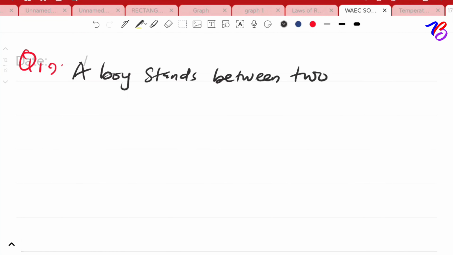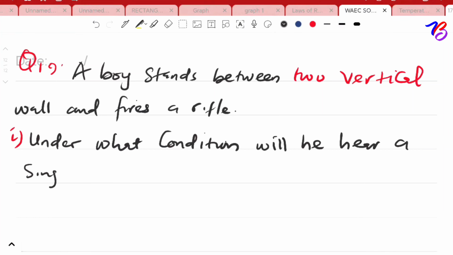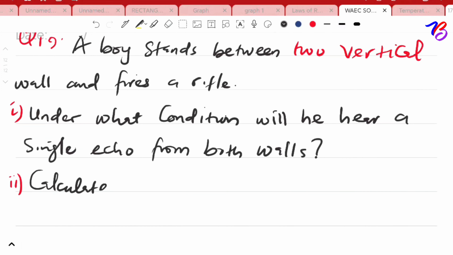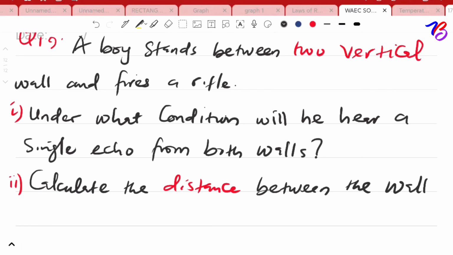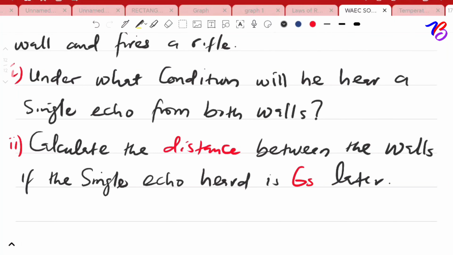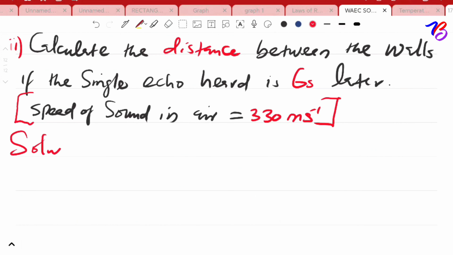A boy stands between two vertical walls and fires a rifle. Are you getting the gist? Question 1: under what condition will he hear a single echo from both walls? Question 2: calculate the distance between the walls if the single echo heard is 6 seconds later. We are asked to take the speed of sound in air to be 330 meters per second.